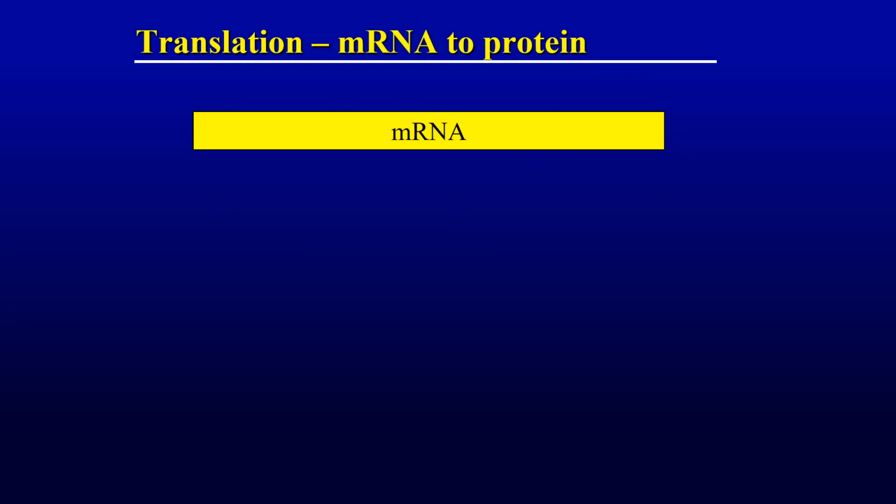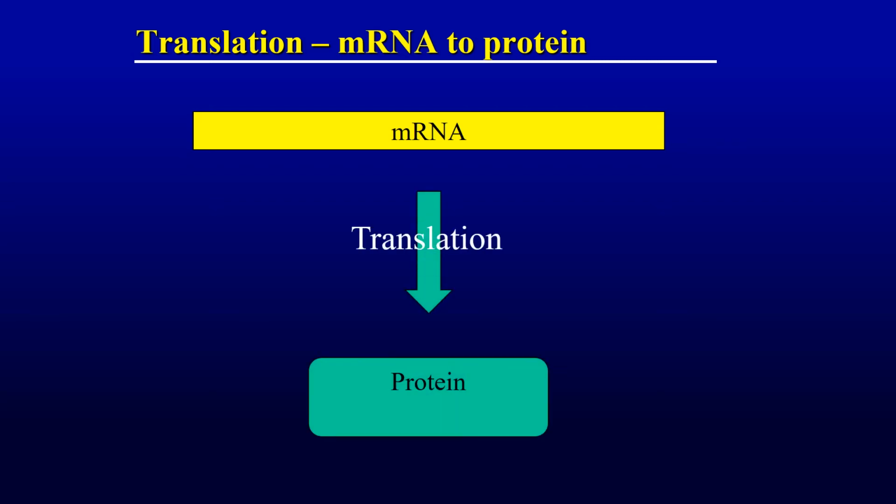Okay, so now we're going to look at what happens to the messenger RNA after it leaves the nucleus and how it gets translated so that the code in messenger RNA can be used to make a protein. So that's the process of translation. It's taking the information in the messenger RNA, translating it, and producing an actual flesh and blood protein.